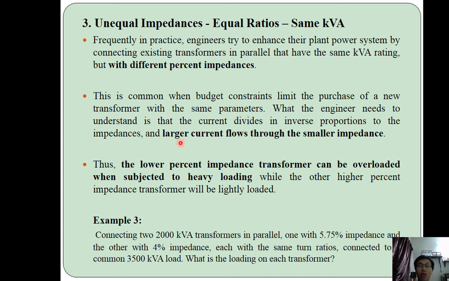What the engineer needs to understand is that the current divides in inverse proportion to the impedance. Larger current will flow in a smaller impedance. Thus, the lower percent impedance transformer can be overloaded when subjected to heavy loading, while the other, higher percent impedance transformer will be lightly loaded. That's the consequence.